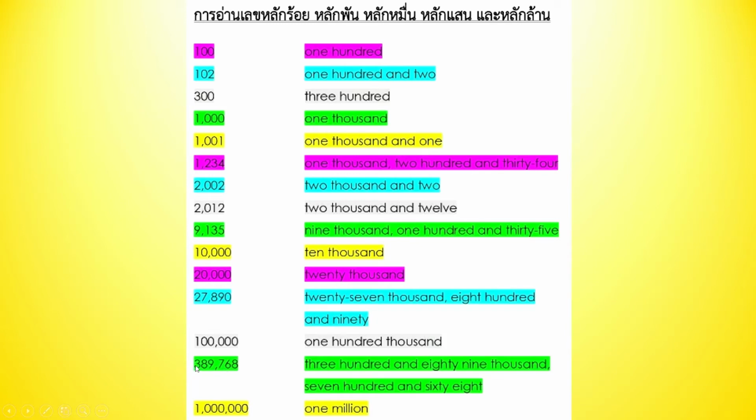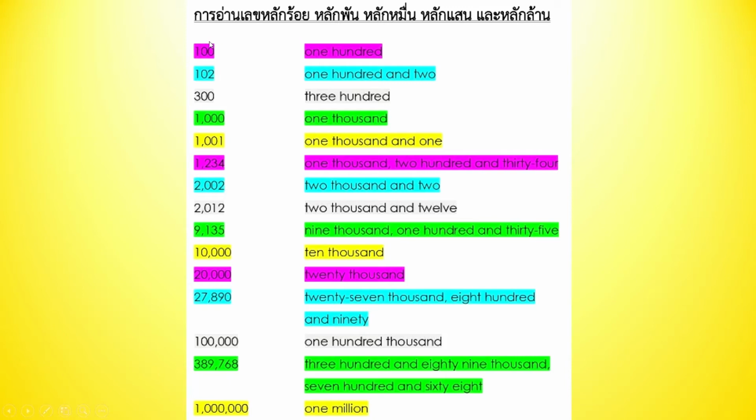For this number in the green one, it is 389,768. Okay, and the last one, this number. In Thai we call หลักล้าน. In English you can say 1 million. Okay, to review again.